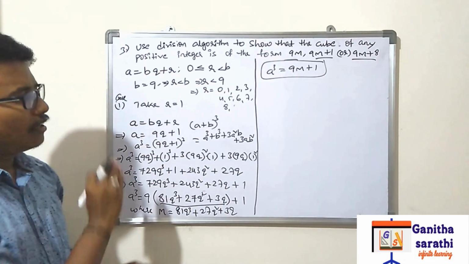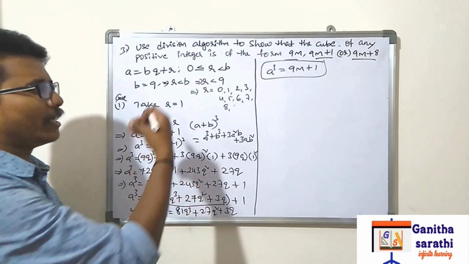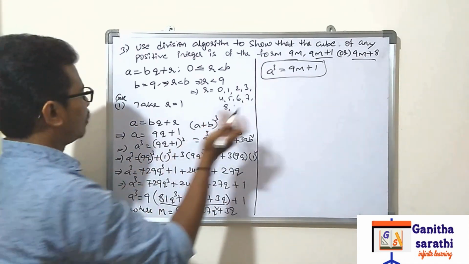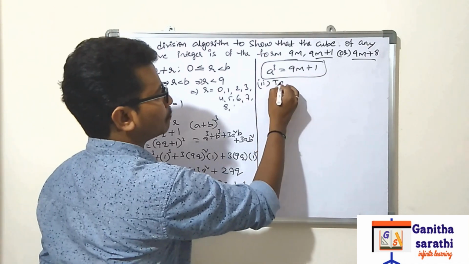Okay, we will do another case. If you have any doubt, you can take any other cases. I am doing one more case. Take r is equal to 5.